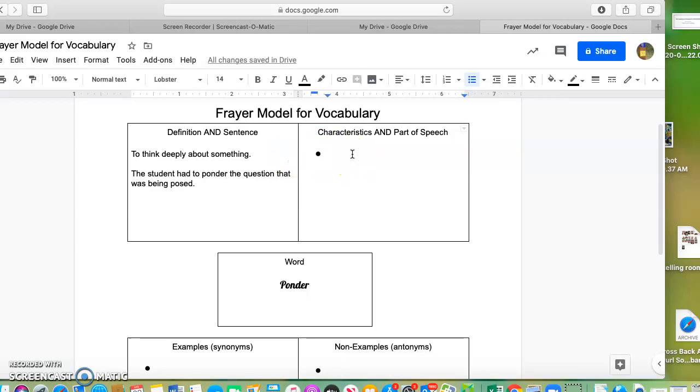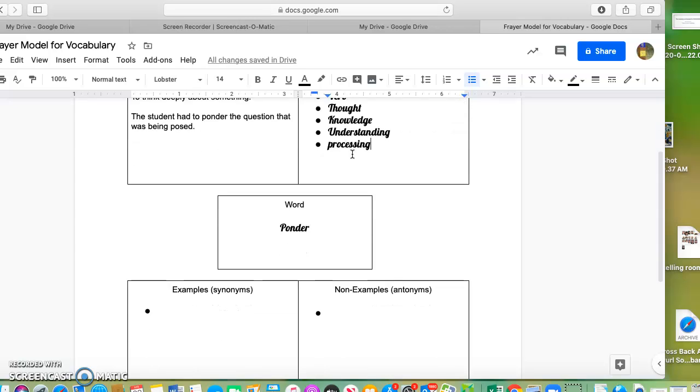On the right-hand side, we have the box for characteristics and the part of speech. So I'll write the part of speech first. It is a verb because to ponder is an action word. And then I'm going to write 3 characteristics of the word ponder. And so I think it's thought, knowledge, because usually when we ponder something, we're gathering knowledge, and understanding, and processing. Those are the words I chose that might be characteristic of the word ponder.